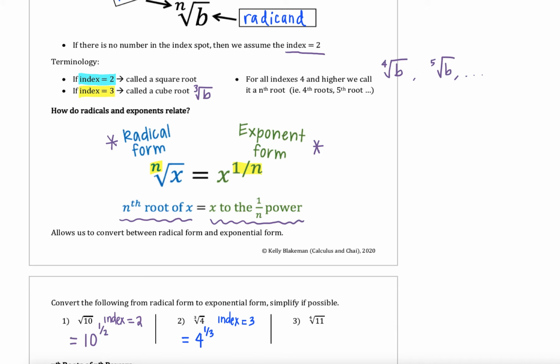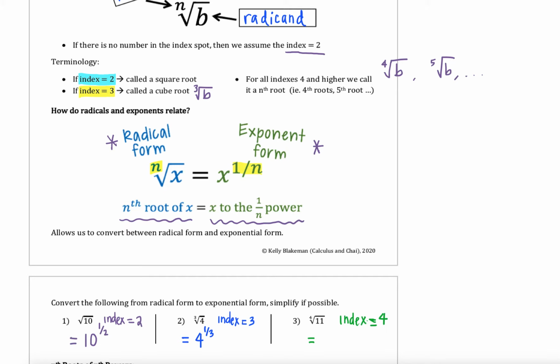And on our last example here, we have the 4th root of 11. Our index in this case is equal to 4. And we want to write this in our exponential form instead. So just like we did in the prior 2 examples, I'm just converting between radical and exponential form, and I'm just practicing rewriting it.